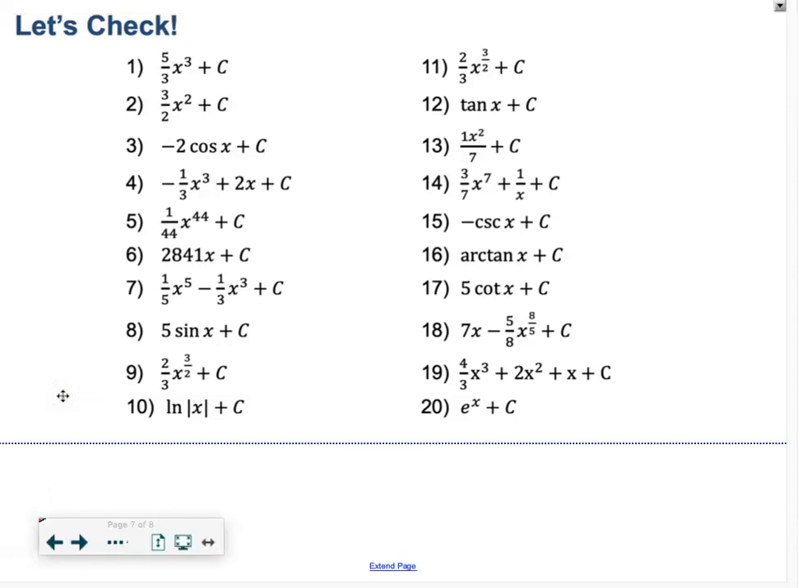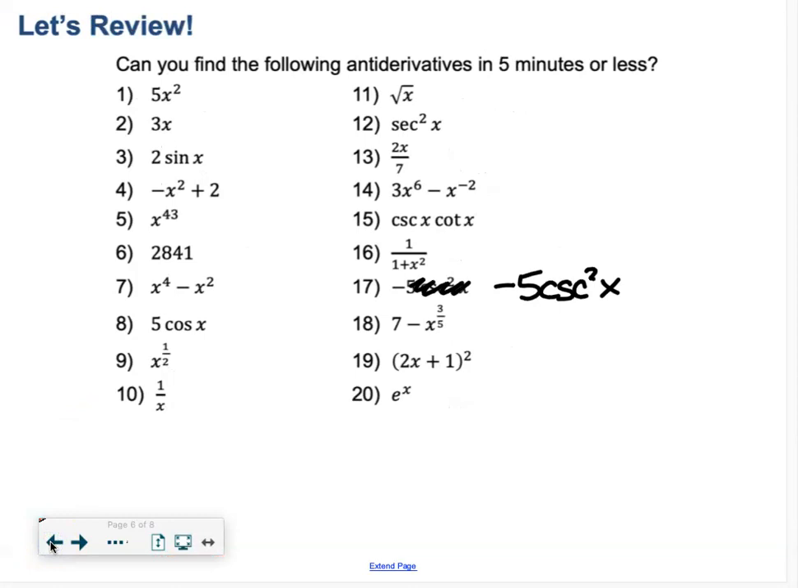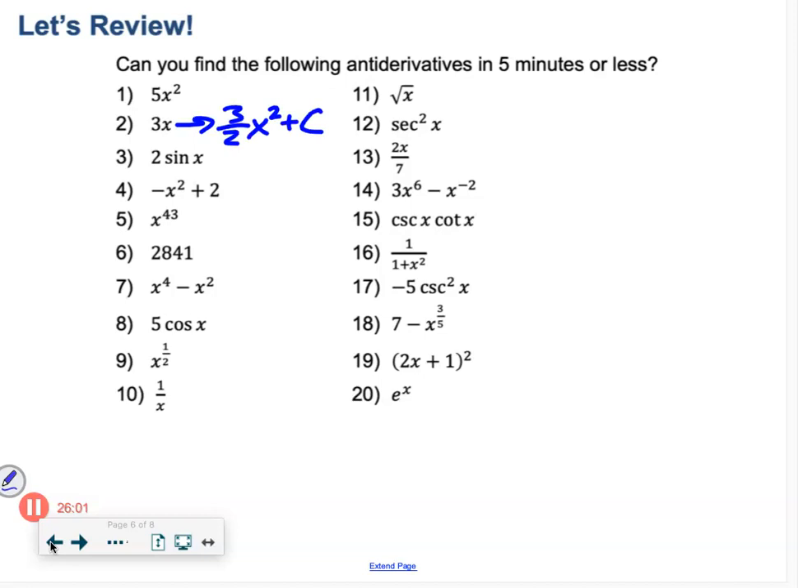All right, backing up. Erase this. See, we don't have to do number 1 now. Number 2, the antiderivative of 3x: raise the power by 1 and divide by the power. 3 halves x squared plus c. Just raise, divide. Pretty straightforward.